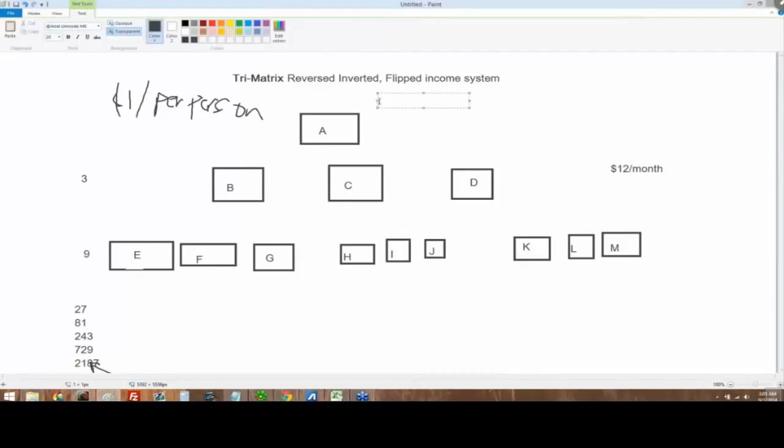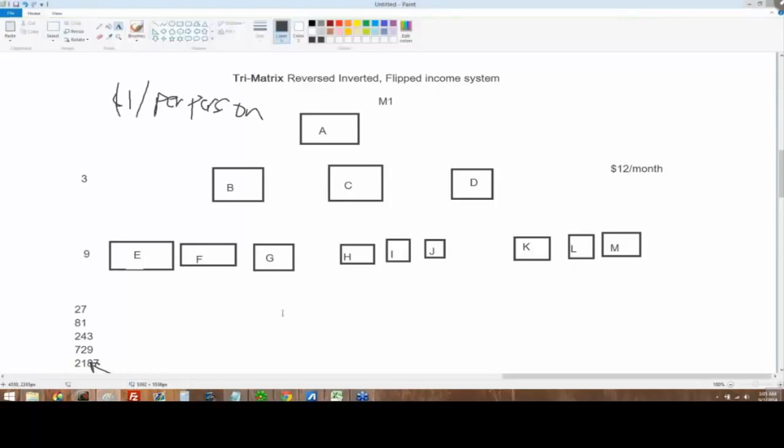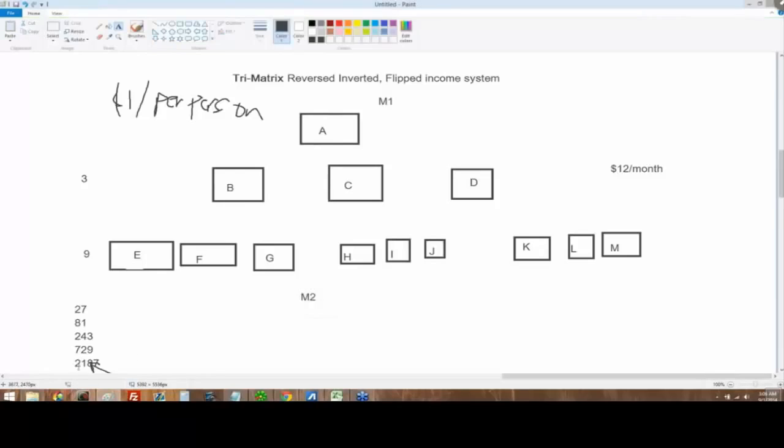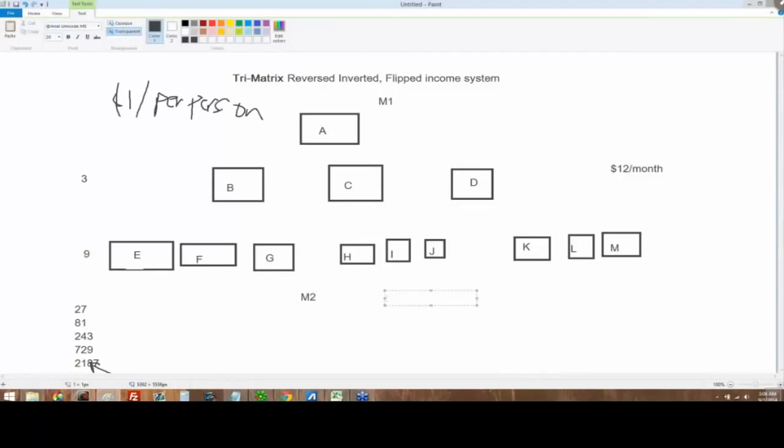At the same time that this matrix exists, we'll call this M1, there's a second matrix that exists, called M2. And M2 is an exact opposite. It's a flipped or inverted system compared to M1. So the guys at the bottom in these 2187 people, we actually begin with them. So in the next matrix, M is going to be at the top, and then A is going to be at the bottom. That makes sure that these people who are at the bottom are going to be making some money as well.